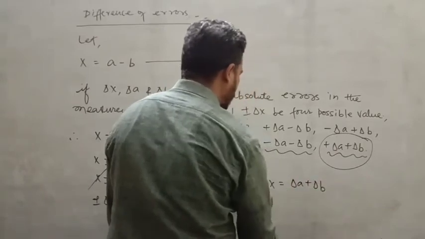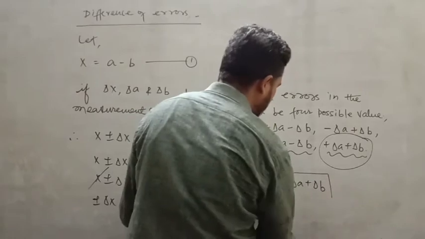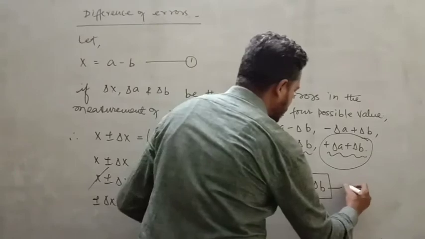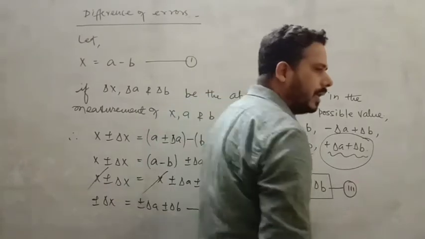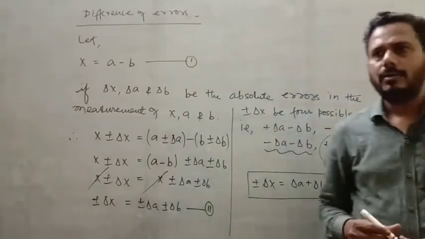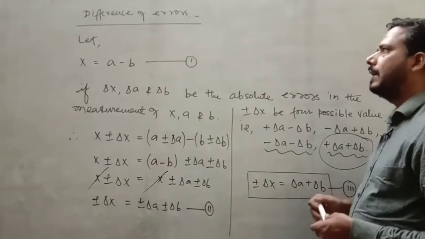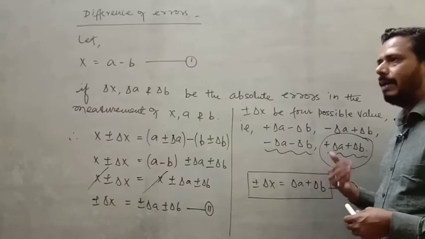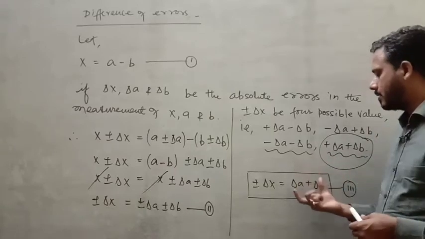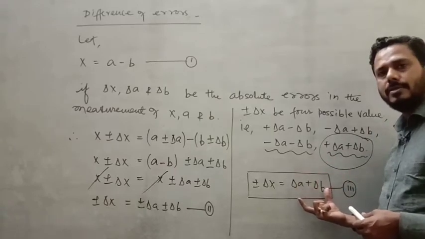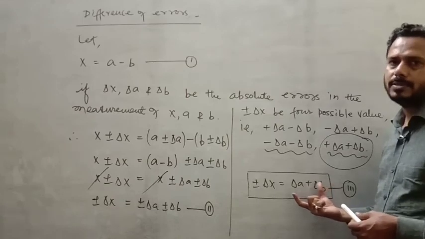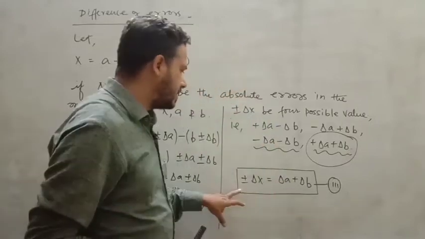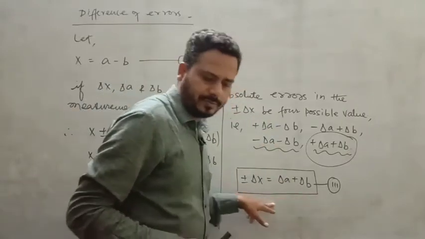This is your resultant. Now compare this one with your previous class and you will see that for addition and subtraction, whatever it may be, your maximum absolute error is the sum of the absolute errors of the different measurements. Okay, so keep this in mind. Now we will see an example based on this concept for difference.